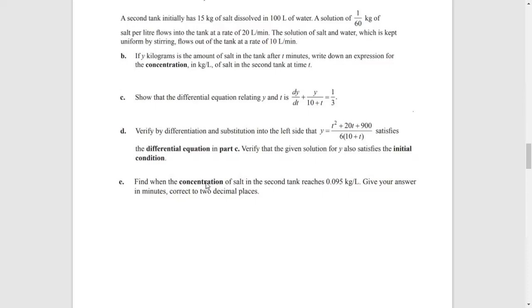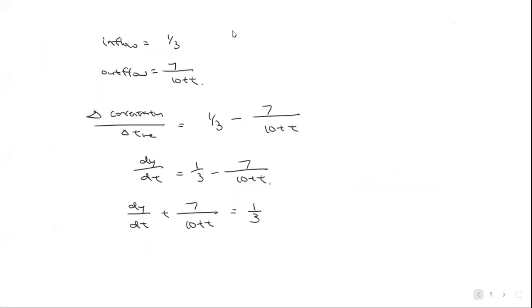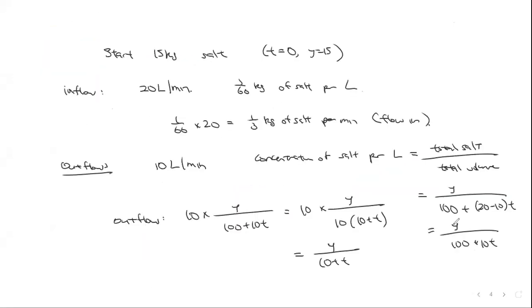Basically, the concentration, remember, is y over 10 plus t. If we go back to what we did before, the concentration we already worked out was actually y over 100 plus 10t. So you want the concentration, which is y over 100 plus 10t, to equal 0.095. So you want to find when the concentration reaches that.